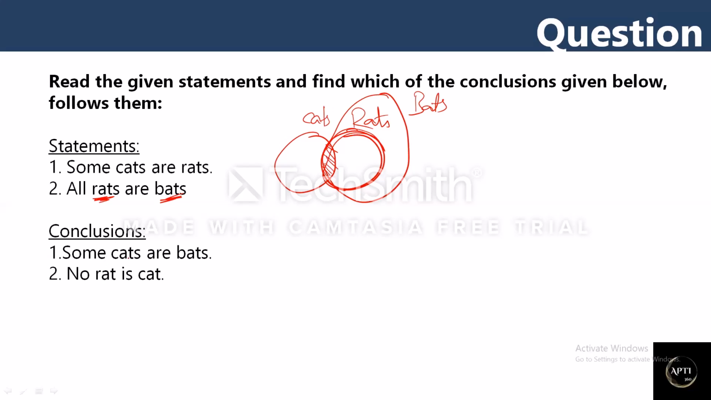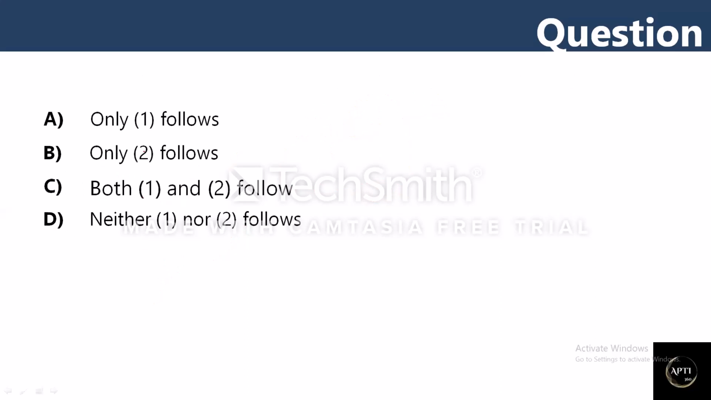First conclusion, some cats are bats. Of course, some part of cats are bats, because the bat circle is intersecting with cats. So the first conclusion is correct. Now, no cat is rat. Can I say this? From the statement itself we can understand that some cats are rats, which is already given. How can I say no cat is rat? So that conclusion is wrong. So only one conclusion is correct. Which option is correct? Option A, only one follows. It is as simple as the previous two questions.